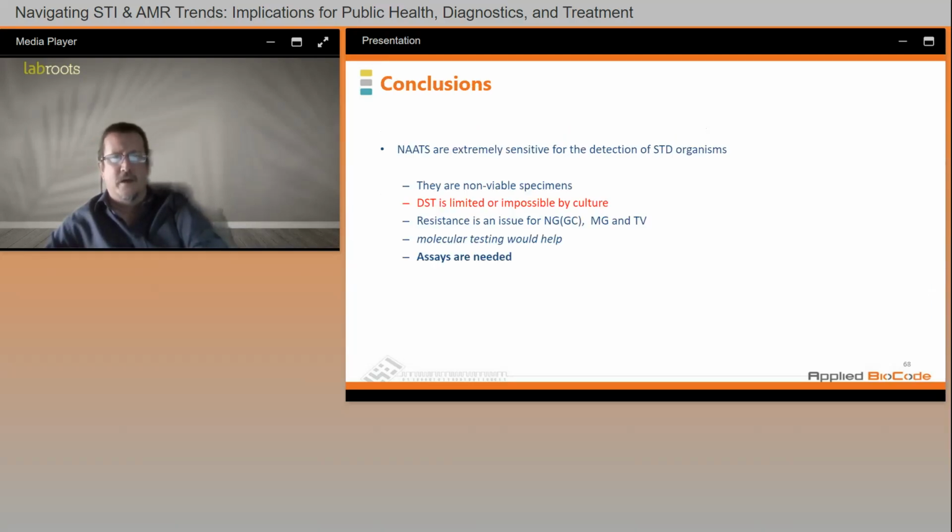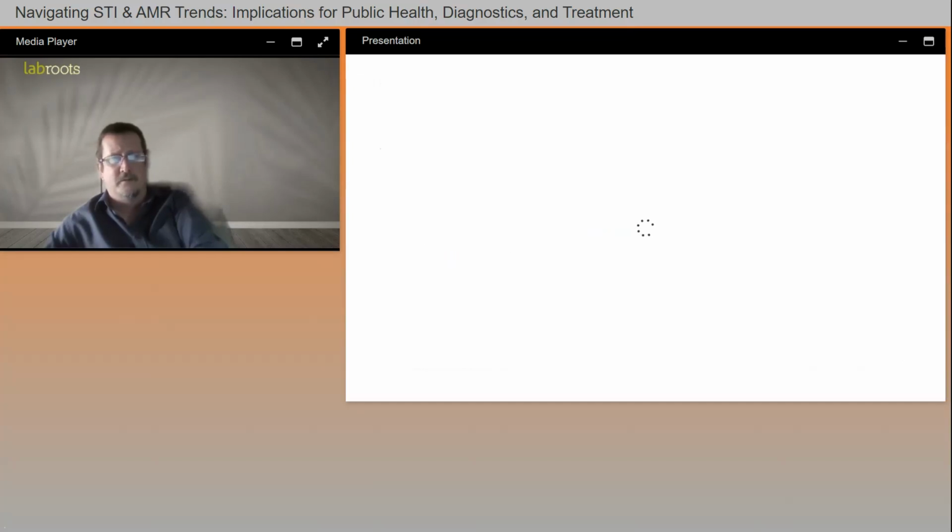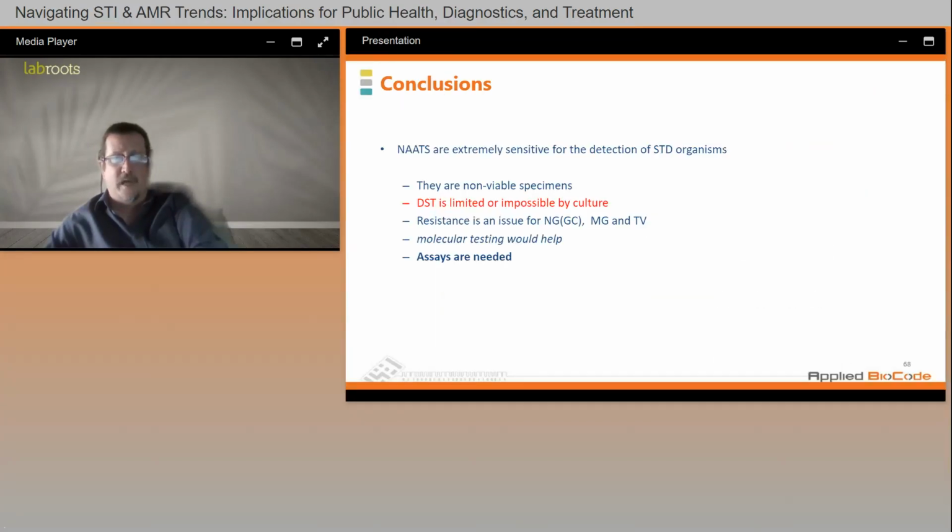And so our conclusions then: nucleic acid amplification tests are extremely sensitive and have a lot of advantages for detecting STD organisms. Keep in mind, however, that when we do NATs, we're generating non-viable specimens, and any drug susceptibility testing that we do would be limited to those for which we have molecular tests. Resistance is an issue for all of the organisms we talked about today, except chlamydia.